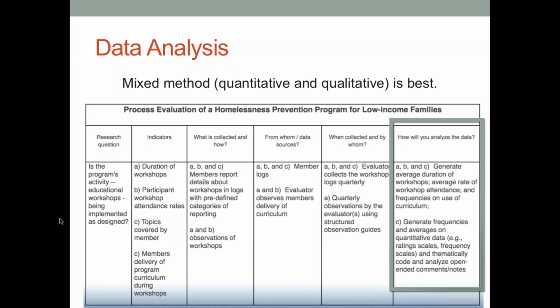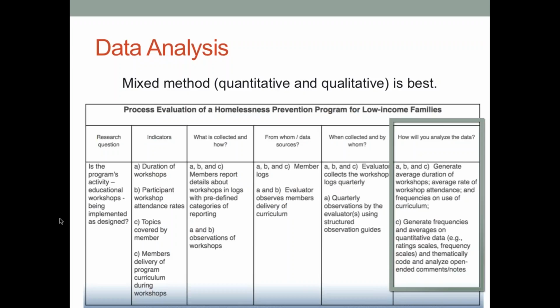Part of your plan, part of your design, is to think about, okay, in this hypothetical example, they are going to collect workshop logs quarterly. What are you going to do with those logs? What is actually going to be done with those numbers to say something? In this case, they're going to average the duration of the workshops, an average rate of attendance, and then the frequency of use of the curriculum.